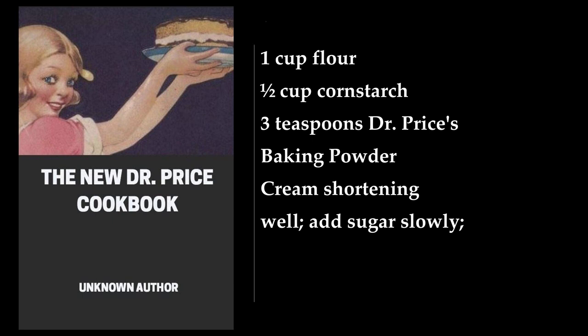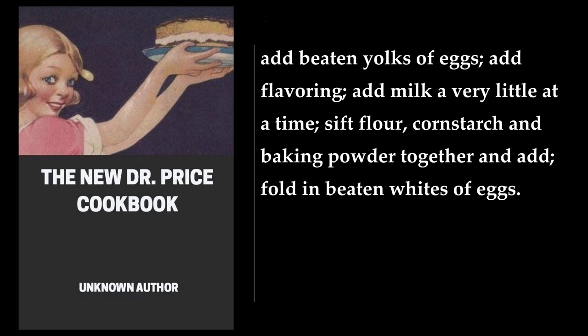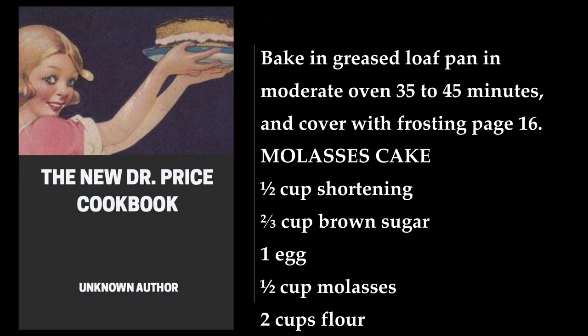Cream shortening well, add sugar slowly. Add beaten yolks of eggs, add flavoring, add milk a very little at a time. Sift flour, cornstarch and baking powder together and add, fold in beaten whites of eggs. Bake in greased loaf pan in moderate oven 35 to 45 minutes, and cover with frosting.